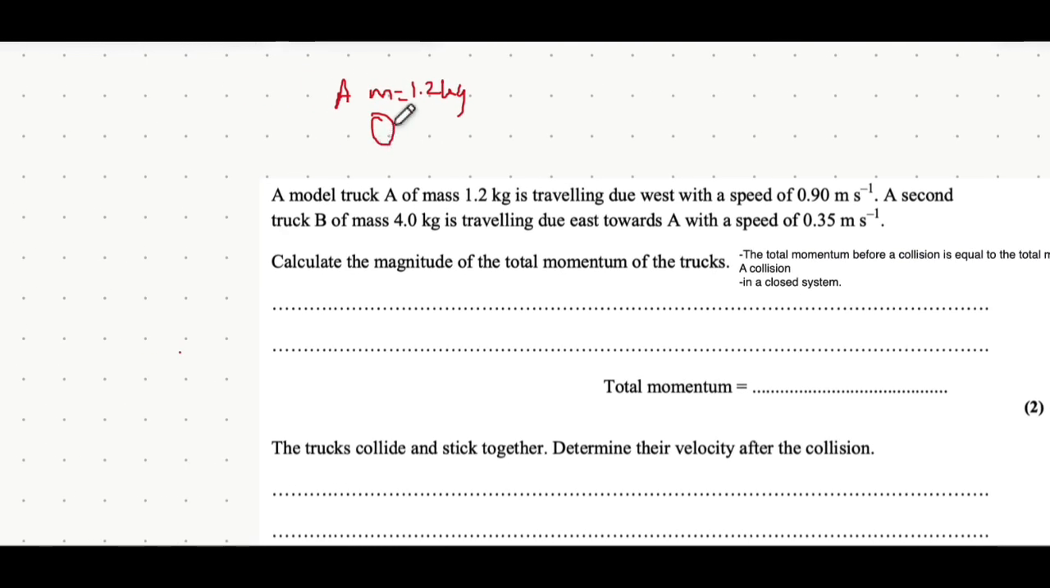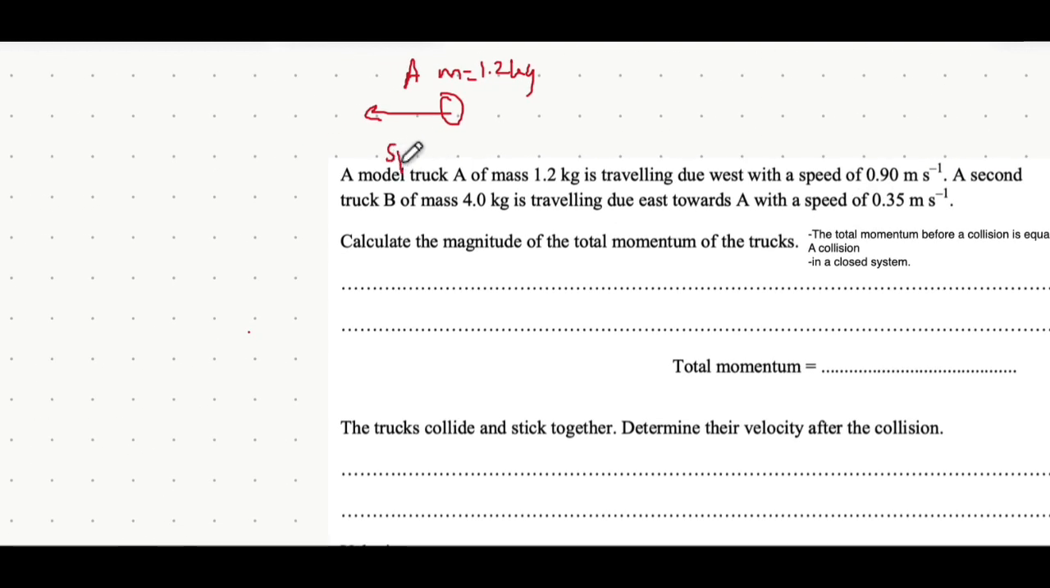It says that it's traveling west with a speed of 0.9 meters per second. So you have to be very careful here because it mentions 2 different directions, and I'll talk about why that's important. It also tells you there's a second truck B traveling east towards A. So let's draw that to the left of A. So it's traveling towards A, this time with a speed of 0.35 meters per second. On top of that, we know that its mass is equal to 4 kg. So let's write that out.